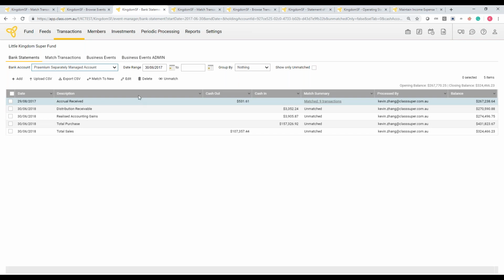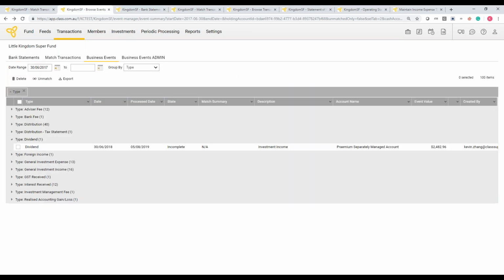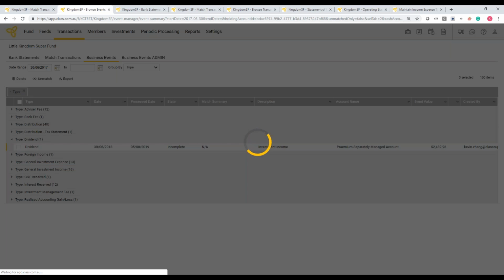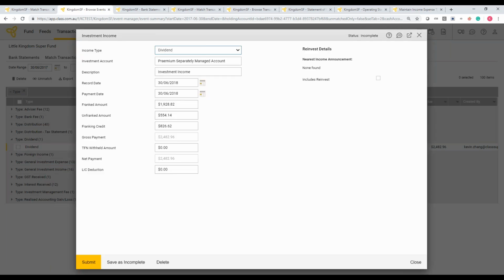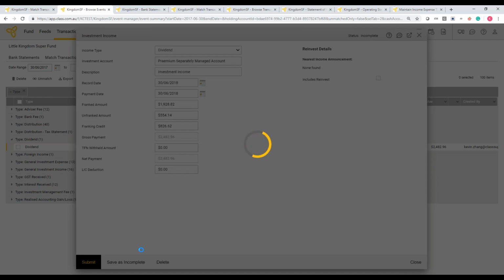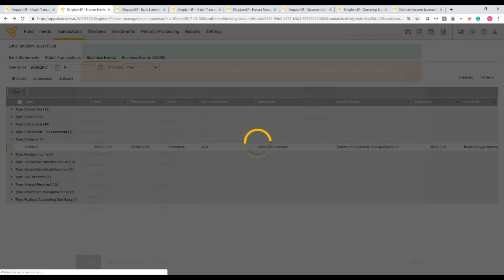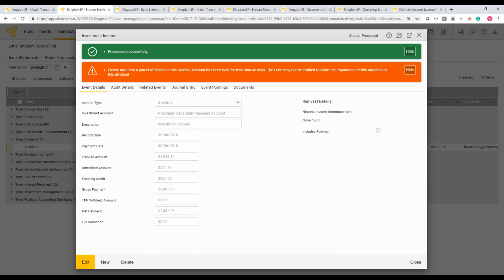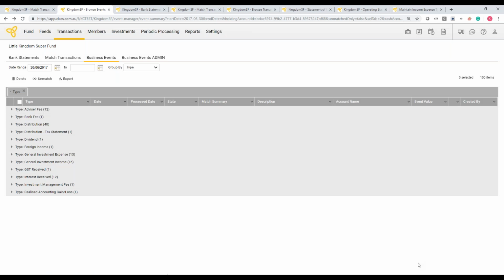Again, I took an easy path and already processed that transaction. It's incomplete. But if you go back and refer to page 5, you've got your total dividends: unfranked amount 554.14, franked amount 1928.82, and franking credits 826.62. Happy with that? Submit. You get a warning about the 45-day rules, but hopefully your portfolio provider should handle that automatically.